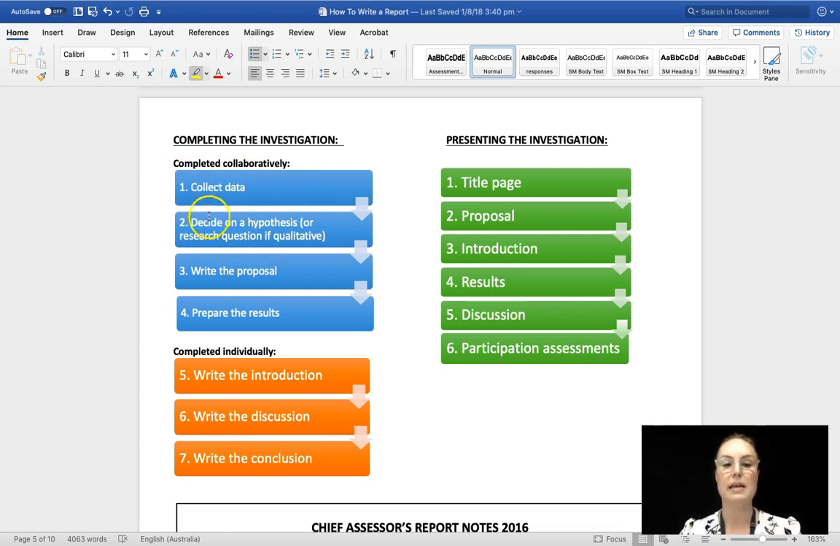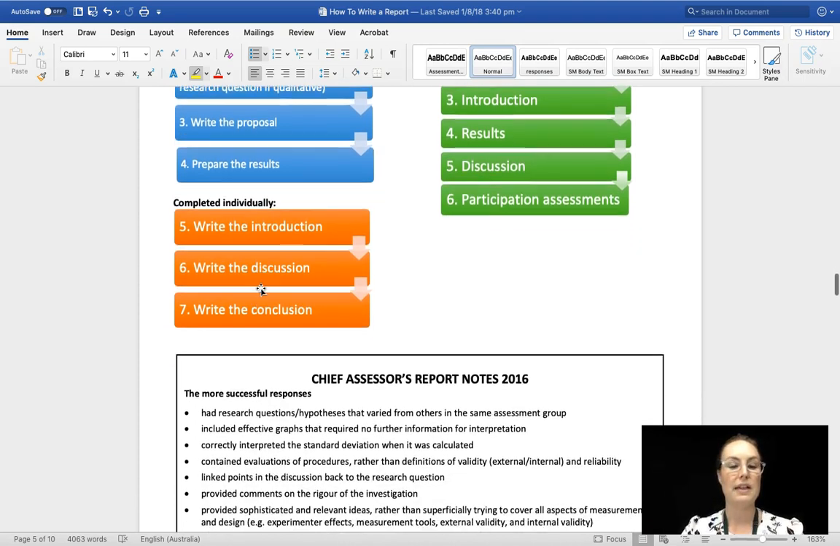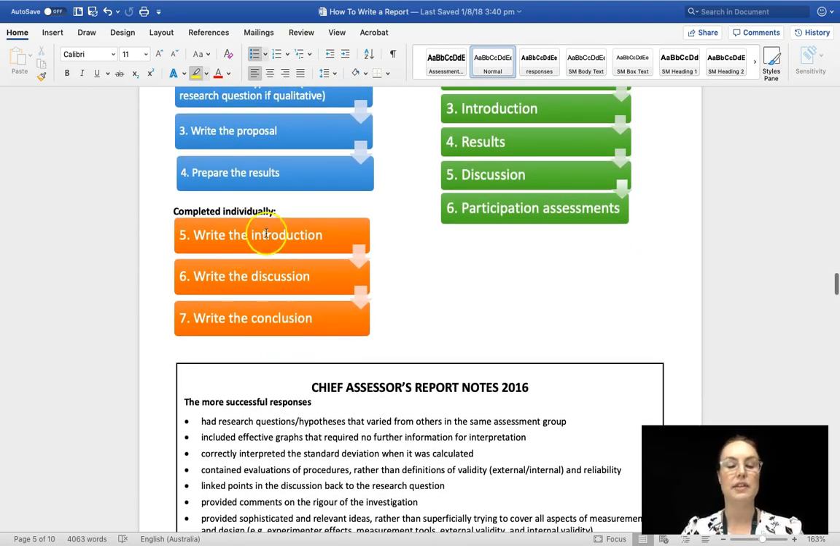You then work as a team to decide on a hypothesis, or if you're doing a qualitative study, a research question. You then write the proposal together and you look at the results together as well. So all of this is done collaboratively. Obviously, for the independent investigation at Stage 2, you are only collecting data as a class. The rest you are doing independently. For the collaborative task though, by yourself, like I said, you need to produce your own report. So it needs to have an introduction, a discussion, and a conclusion.